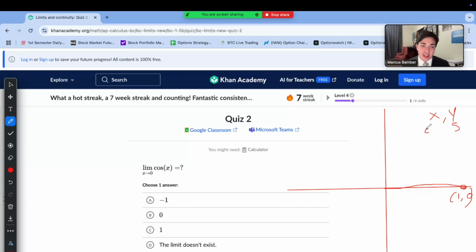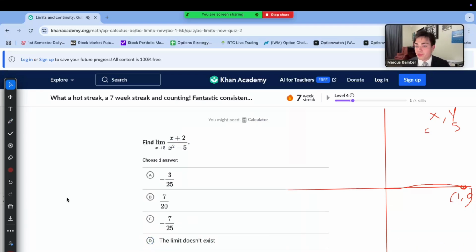We take the x value. The x value of this coordinate is 1. So via direct substitution of 0 into our cosine function, the cosine of 0 is equal to positive 1. C is the correct answer with this one.